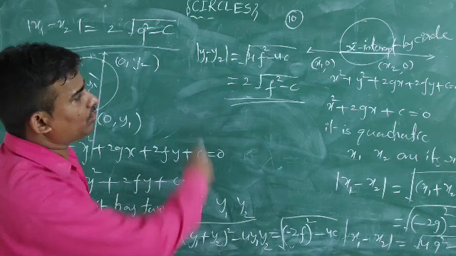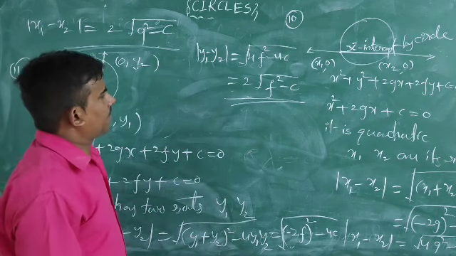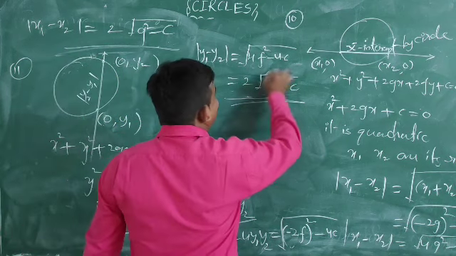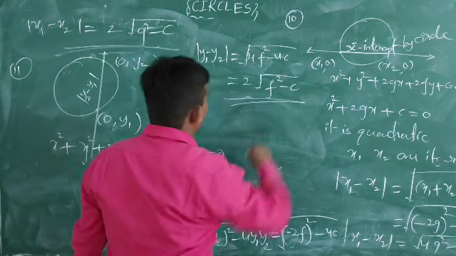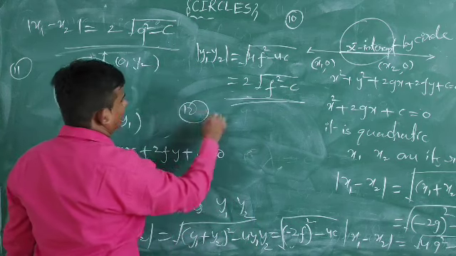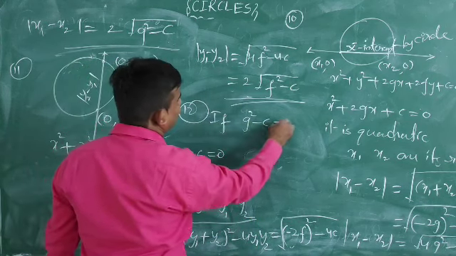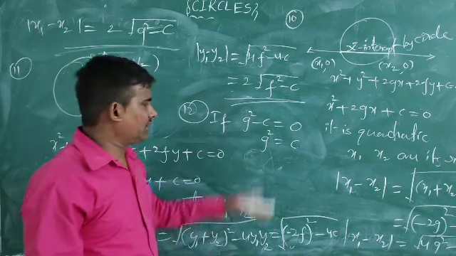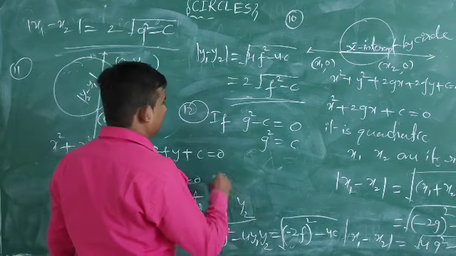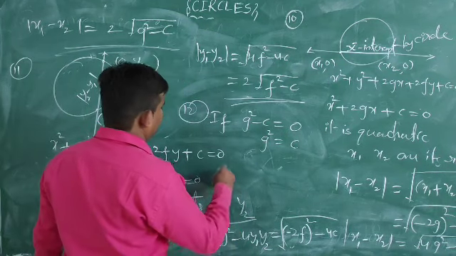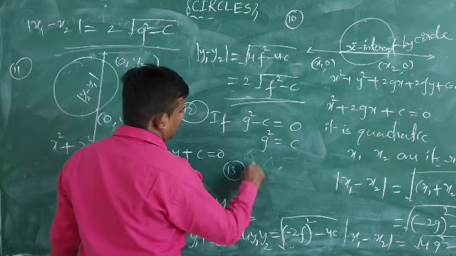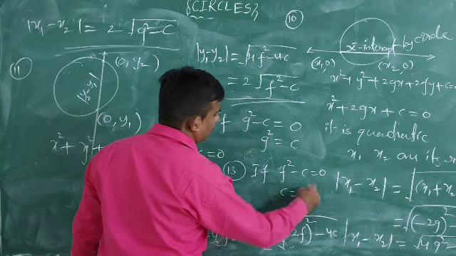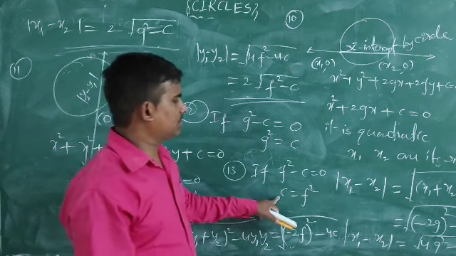What happens when the x-intercept and y-intercept are equal to 0? That is the 12th point. If g square minus c equal to 0, what happens? g square equal to c, c equal to g square. Very clear. And what happens if f square minus c equal to 0? Then c equal to f square. Very clear.